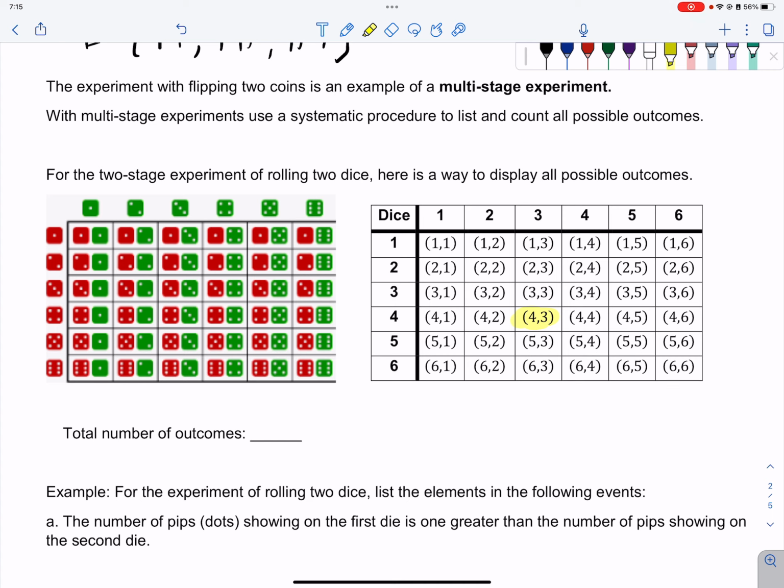And now with our dice table here, we can add up all of our outcomes, or if you're familiar with multiplication tables, we can take our number of rows and multiply that by our number of columns to get our total number of outcomes for this. So 6 times 6 gives us 36 different outcomes when we roll 2 dice.